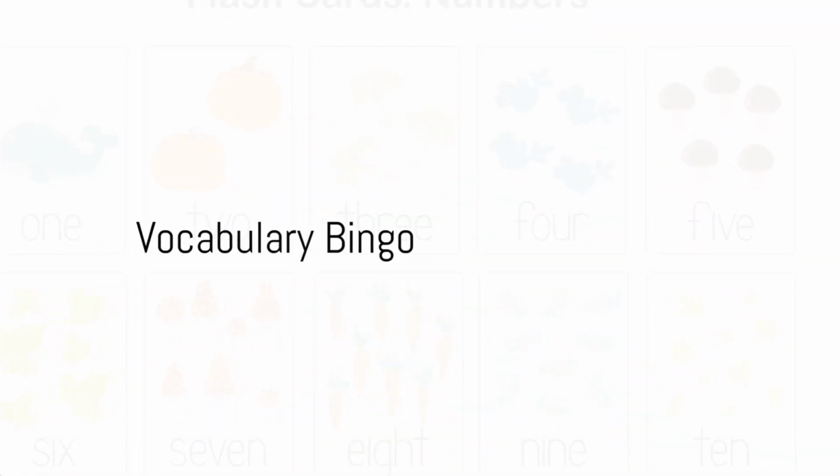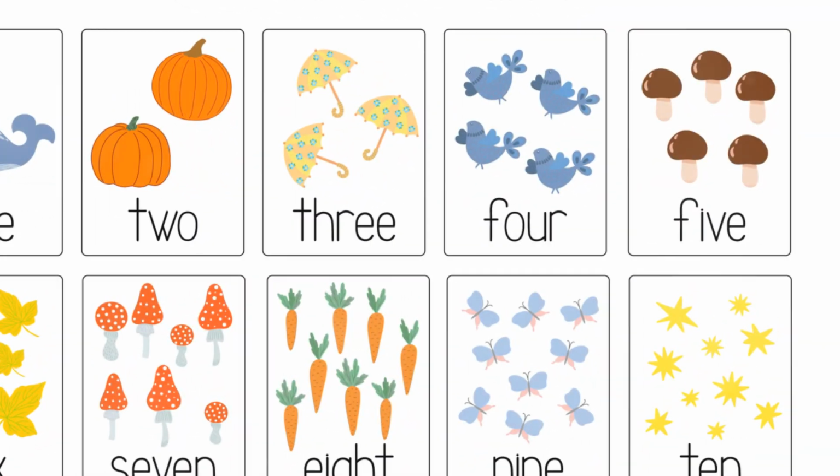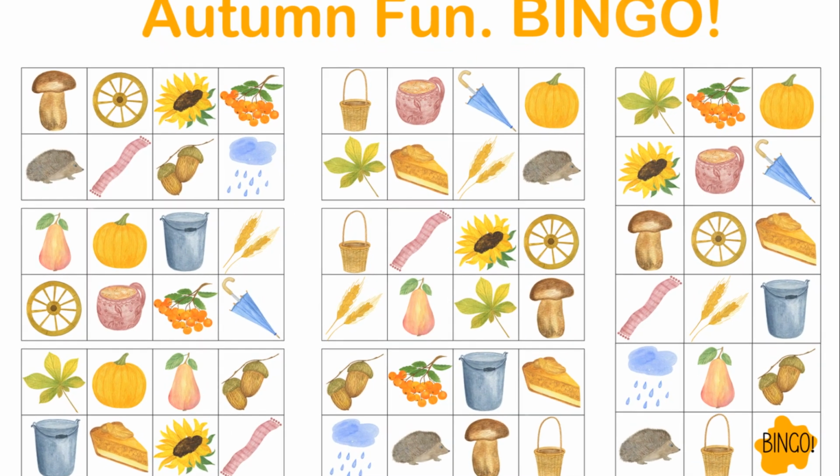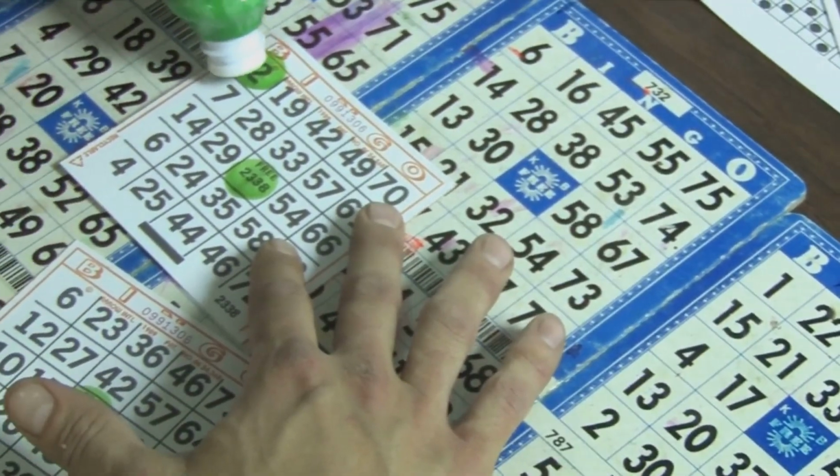Objective: to reinforce vocabulary learning through a fun and interactive game. Create a bingo card with a grid of squares. Each square should contain a word you're trying to learn the meaning of or use correctly in a sentence. You can make multiple bingo cards with different words to increase variety and challenge.